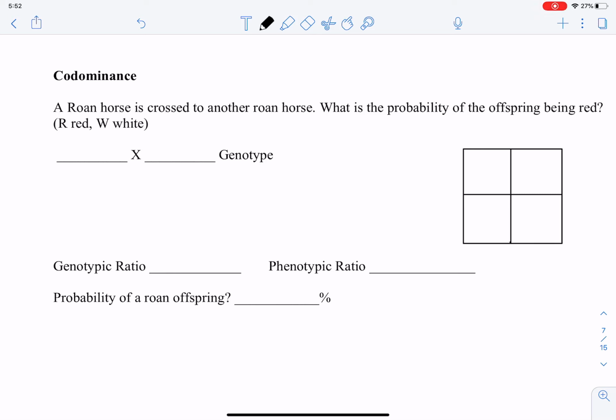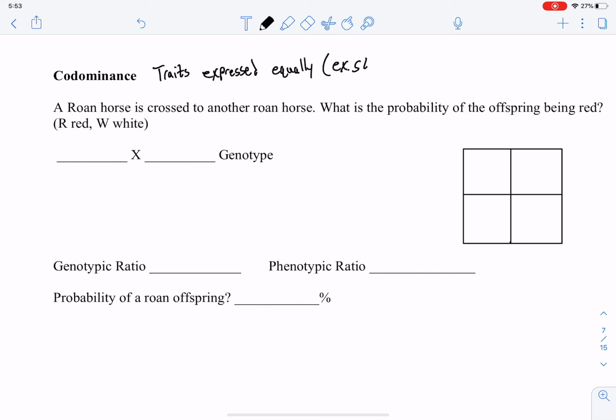All right, hey guys. This video is for codominance. So this is slightly different from incomplete dominance. Codominance is when we have traits that are expressed equally. Okay, so instead of something like incomplete dominance where we have a blend of the two colors or traits, codominance is where both of them are getting expressed equally.